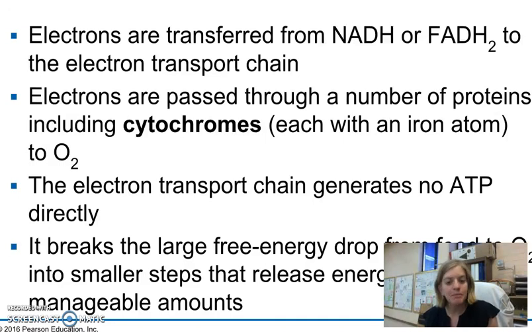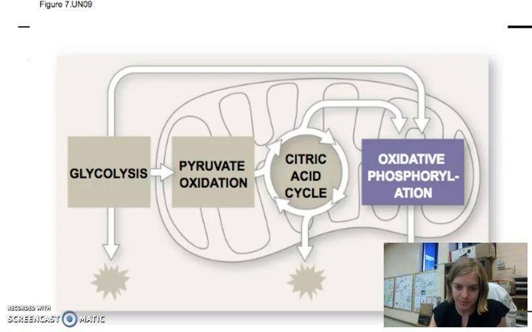So the main point of the electron transport chain is actually to break apart the drop in free energy into smaller steps that release energy in a decent, manageable amount. So instead of going from really high potential energy to really low and releasing a whole bunch of energy all at once, it goes step by step in smaller amounts.